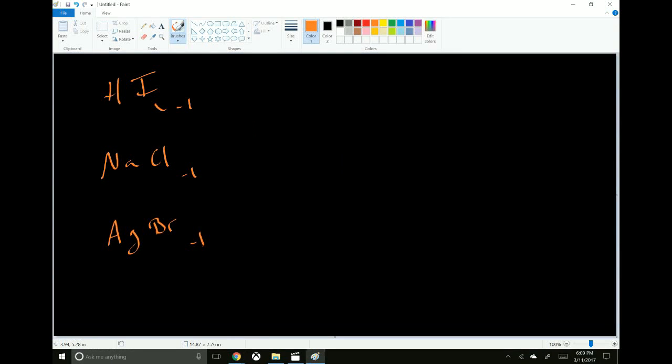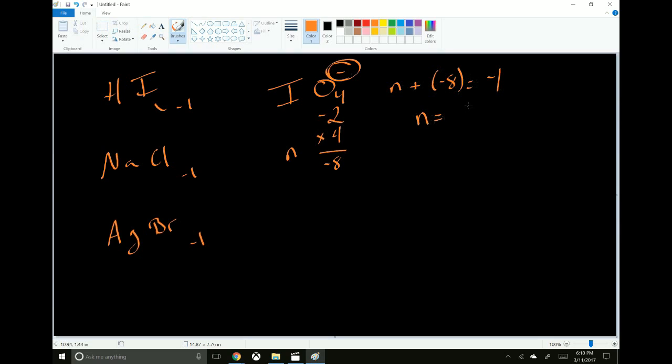So, for example, IO4 1-, periodate. Oxygen is always -2. There are 4 of them, giving you -8. And then you have the total charge on iodine. So, N plus -8 equals -1, because the total charge is -1. So the oxidation number on iodine is going to be positive 7.